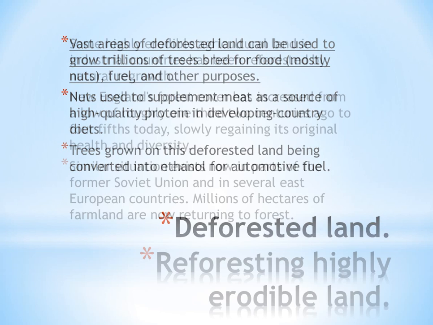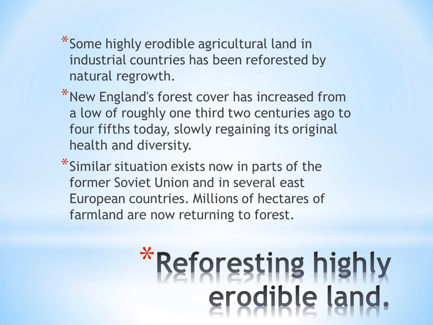Reforesting highly erodible land. Some highly erodible agricultural land in industrial countries has been reforested by natural regrowth. New England's forest cover has increased from a low of roughly 1/3 2 centuries ago to 4/5 today, slowly regaining its original health and diversity. A similar situation exists now in parts of the former Soviet Union and in several East European countries. Millions of hectares of farmland are now returning to forest.